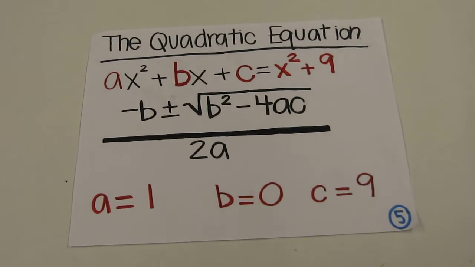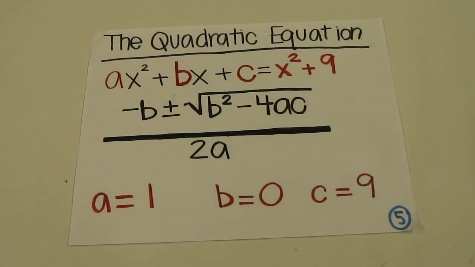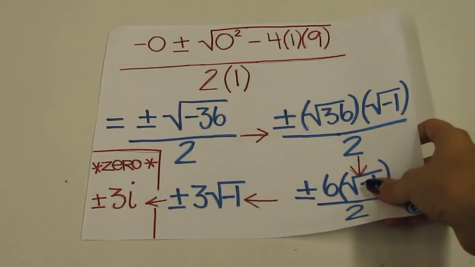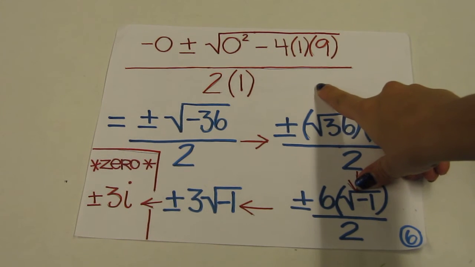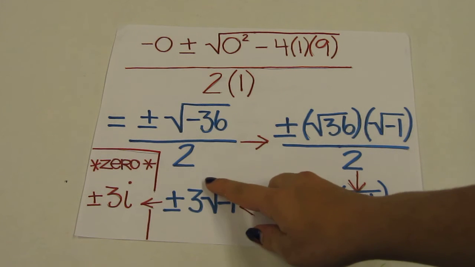And because we can't do simple factoring, we have to do the quadratic equation, which is right here. In the quadratic equation, you need a, b, and c, and we find that a equals 1, b equals 0, and c equals 9. When we insert our numbers into the quadratic equation, we get this up here. When we simplify it, we get plus minus the square root of negative 36 over 2.